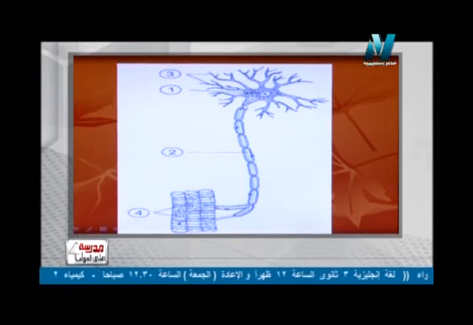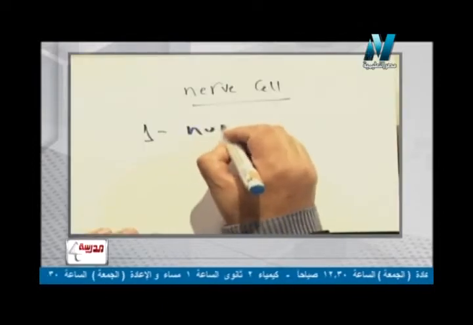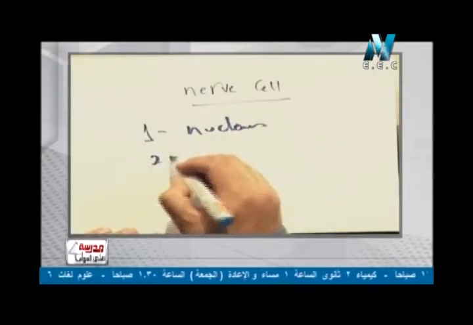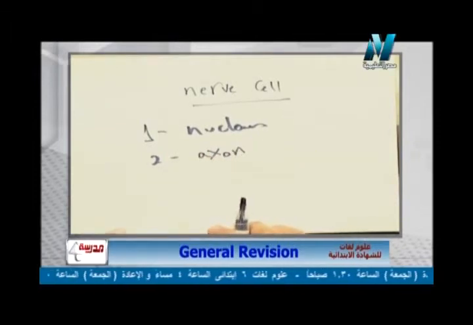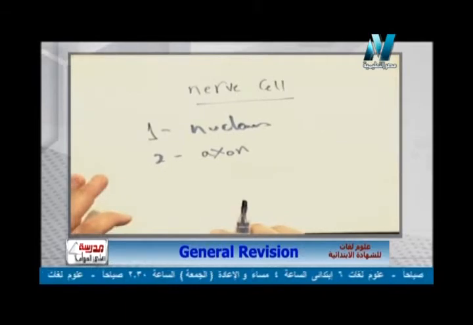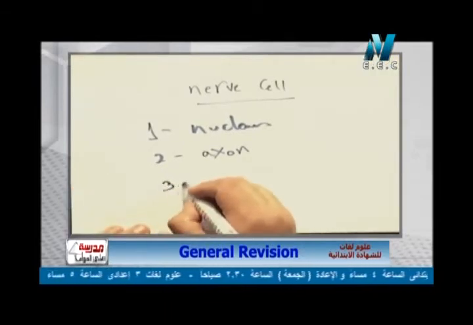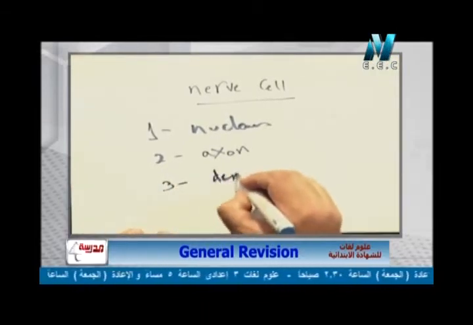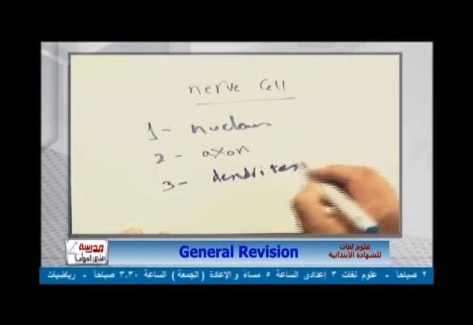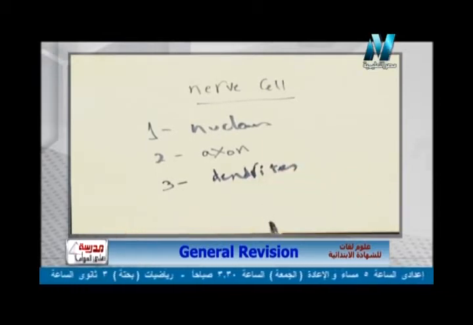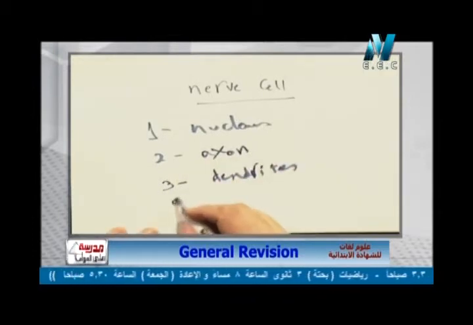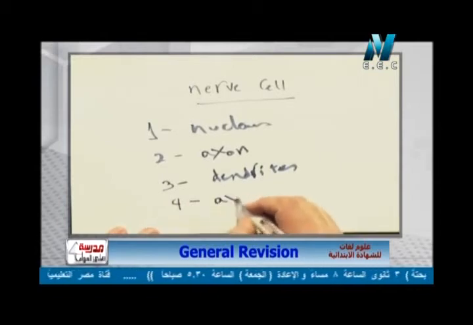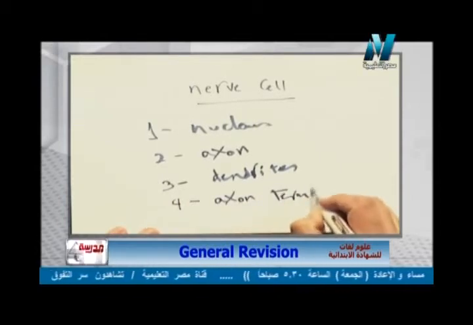What about number one? Number one will be nucleus. Number two will be axon. نرجع للرسم تاني. Number one nucleus. Number two will be axon. Number three will be dendritis. وقلنا عليها تفرعات شجرية, and it's very important in transferring the nerve messages between the cells. Number four at last is the axon terminal.